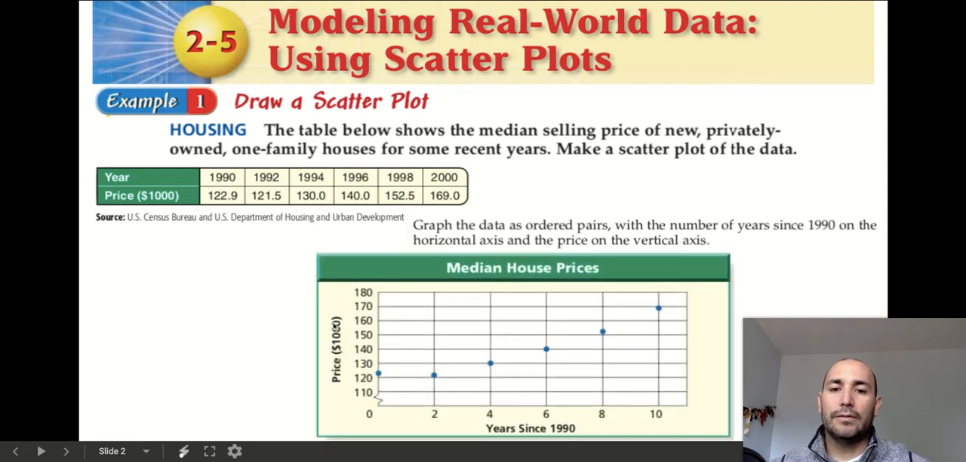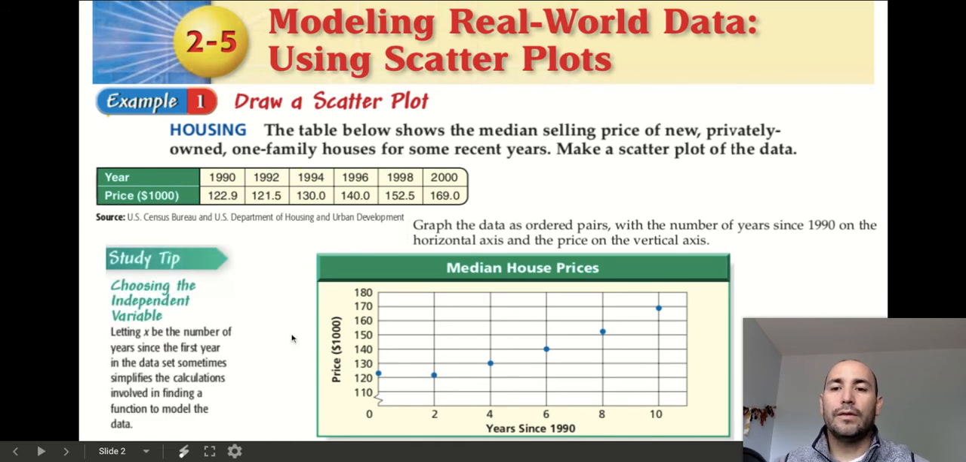So here's the price, here's the years since 1990. So 1990, 92, 94, 96, 98, 2000, because these are years since 1990. In 1990, it was 122.9 thousand. Here in 1992 was 121.5 thousand, and so on and so forth. These data points are just the coordinates from the table. This would be an example of a scatter plot because it's not graphing a line, it's graphing data points.